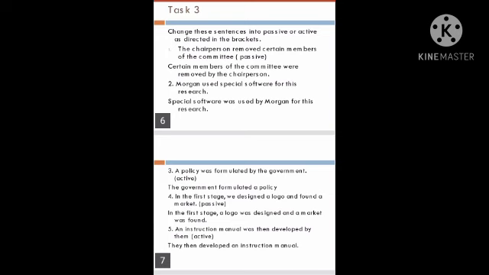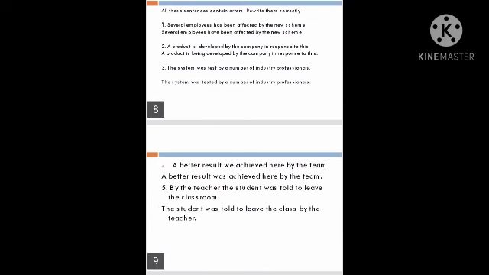Task 4. All these passive sentences contain errors. Rewrite them correctly. Number 1. Several employees has been affected by the scheme. So the right answer is several employees have been affected by the new scheme. Question number 2. A product is developed by the company in response to this. Right answer, a product is being developed by the company in response to this.